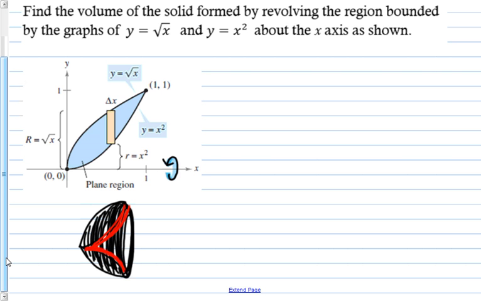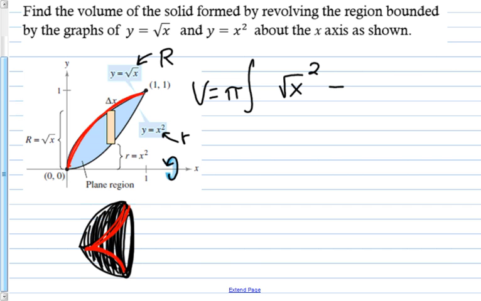Obviously, it would be the one on top, right? So when we do the volume it is pi times, this is going to be big R. Okay, this right here is big R. And then this right here will be little r. So the square root of x squared minus x squared squared. And then this is getting integrated with respect to x. And then, of course, we need our limits. And our limits are 0. Oh, I circled the wrong 0. There we go. 0 and 1.